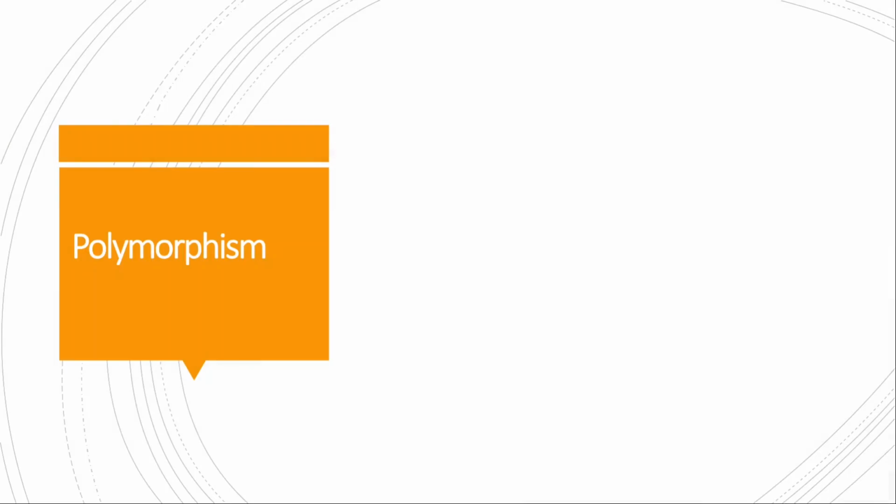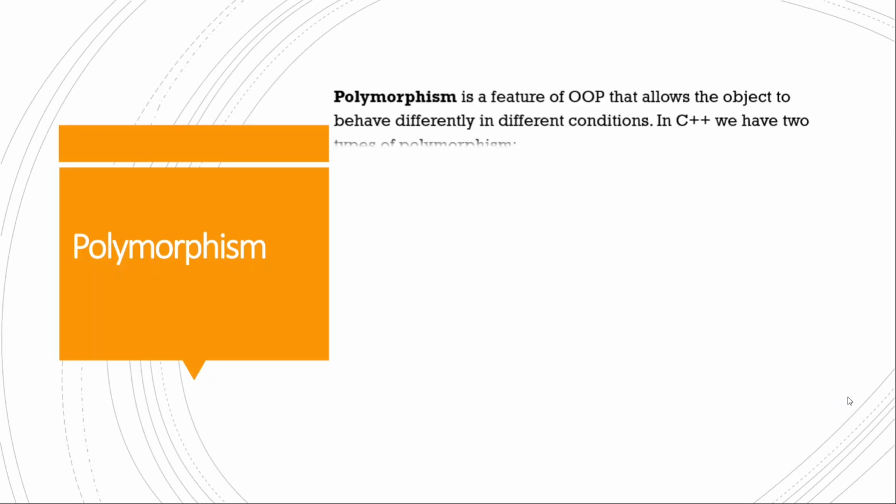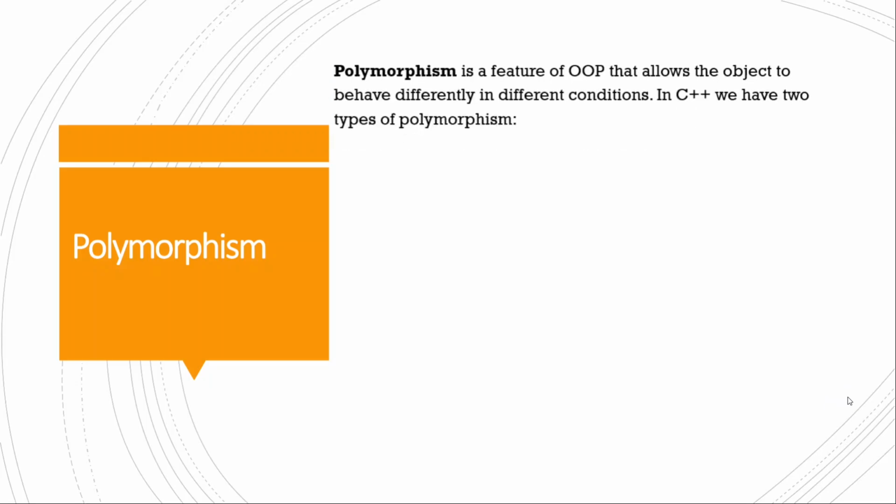The term polymorphism is the combination of poly and morph, which means many forms. So in object-oriented programming, we use 3 main concepts: inheritance, encapsulation, and polymorphism. And it is really a feature of OOP that allows the object to behave differently in different conditions. So we have 2 types of polymorphism.